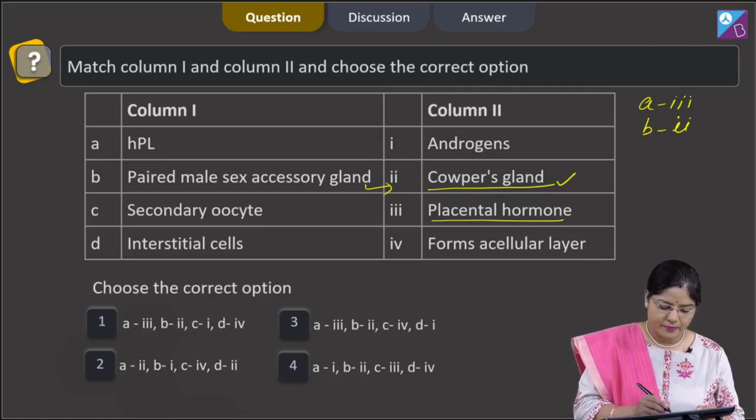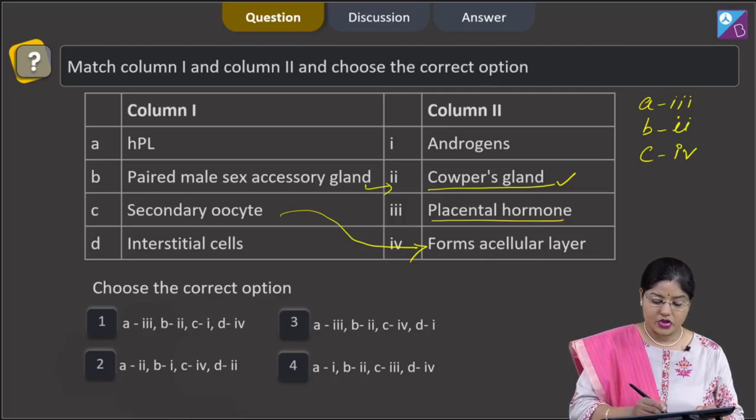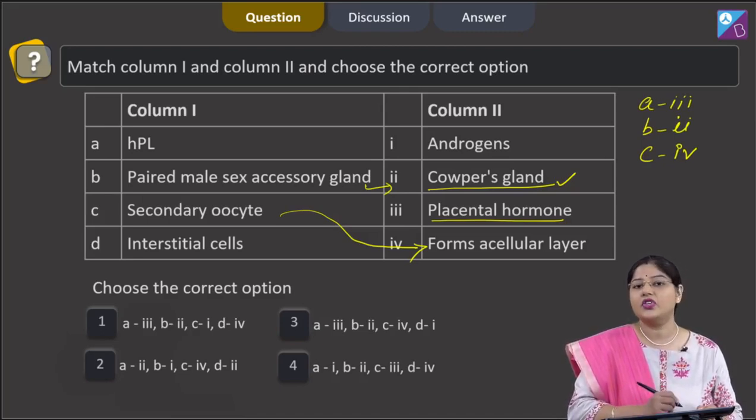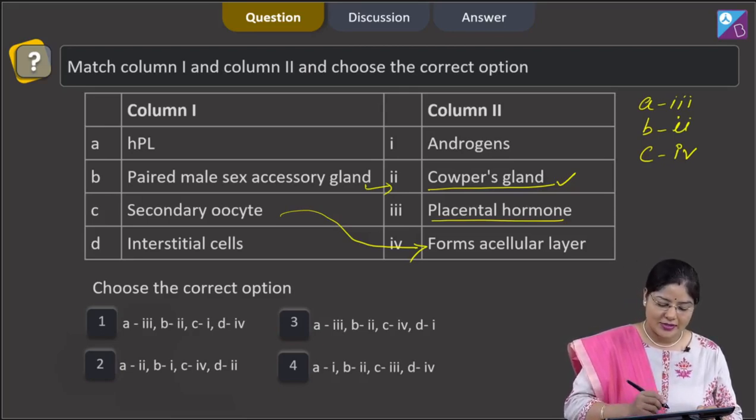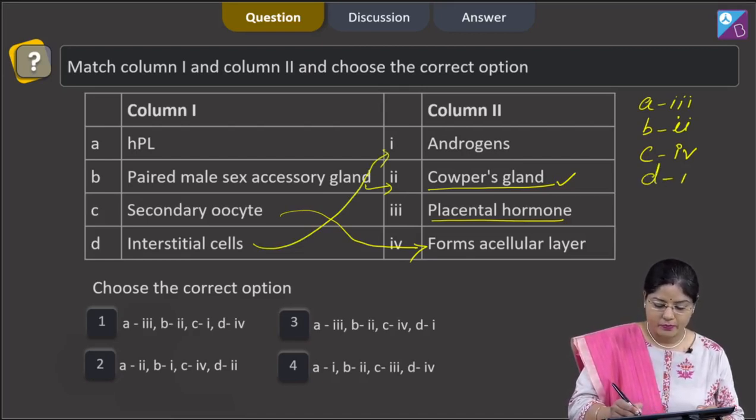Secondary oocyte secretes a glycoprotein layer, acellular layer. So, C matches with 4th. D, interstitial cells. Interstitial cells, also known as Leydig cells, are present between the seminiferous tubules, and in presence of LH, that is luteinizing hormone, which in males is also known as ICSH, that is interstitial cell stimulating hormone, interstitial cells secrete androgens. So, D matches with 1.